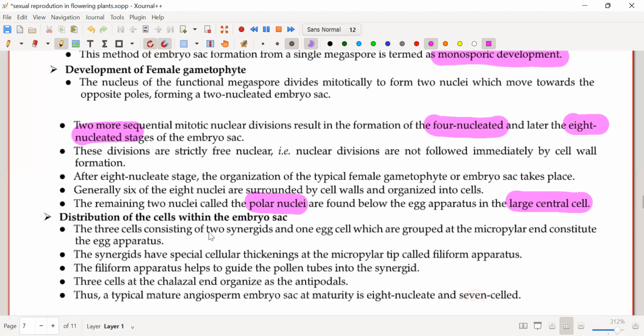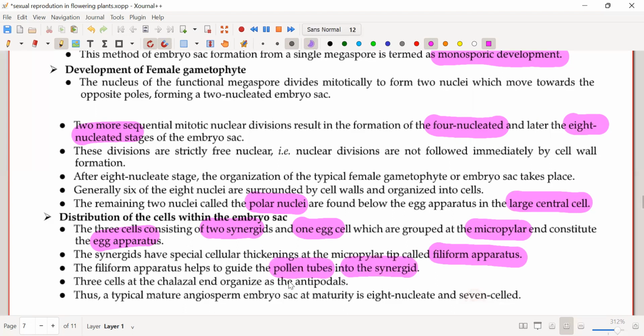The 3 cells containing 2 synergids and 1 egg cell, which are grouped at the micropylar end, constitute the egg apparatus. The synergids have special cellular thickenings at the micropylar tip called the filiform apparatus. The filiform apparatus helps to guide the pollen tubes into the synergids.